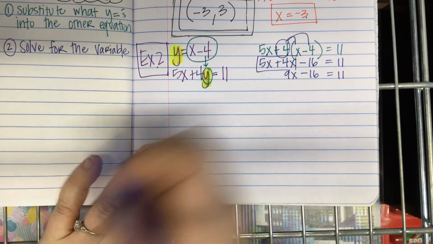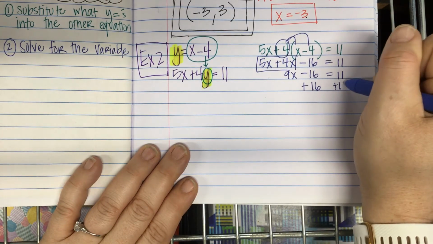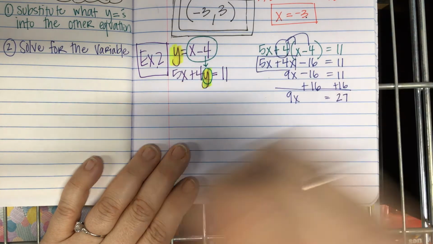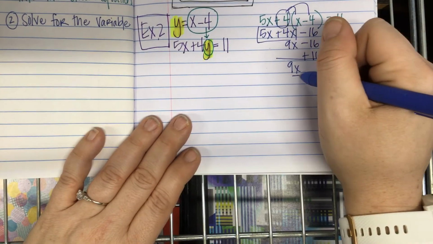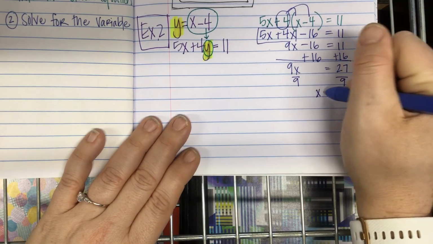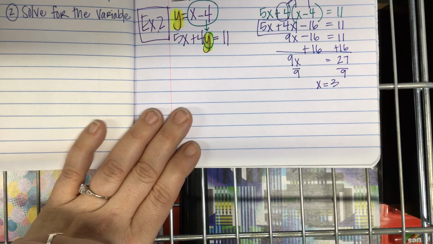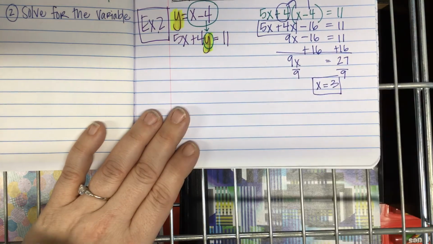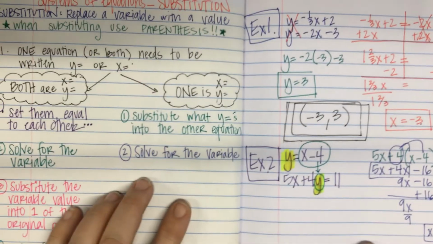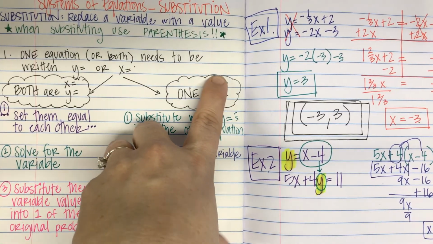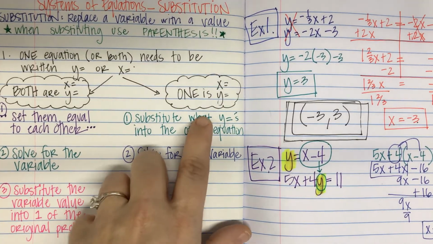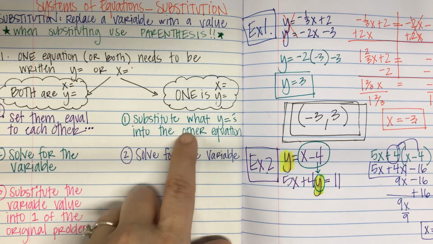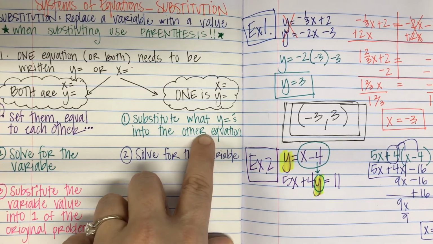Now what do I do? Add 16 to both sides. 9x equals 27. Divide by 9. Might be mental math. X equals 3. So again, if one of them is y equals or x equals, you substitute what your y equals into the other equation. What if your problem, instead of being y equals, is x equals? Would you substitute the x equals into the other equation, right?